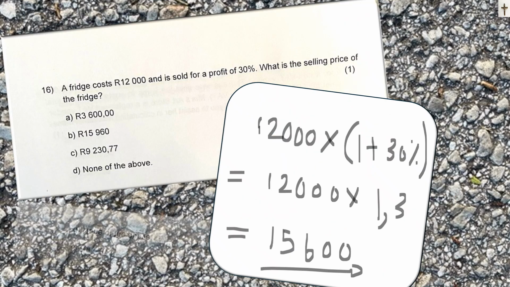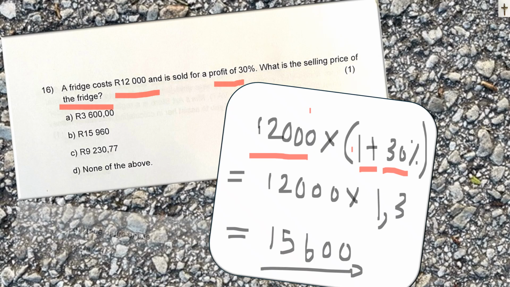Next one. A fridge costs $12,000 and is sold for a profit of 30%. What is the selling price of the fridge? The cost price was $12,000. Going to add 30%. If I say 12,000 times by 1, it's 12,000. But I want to add 30%. So I say 1 plus 30%.